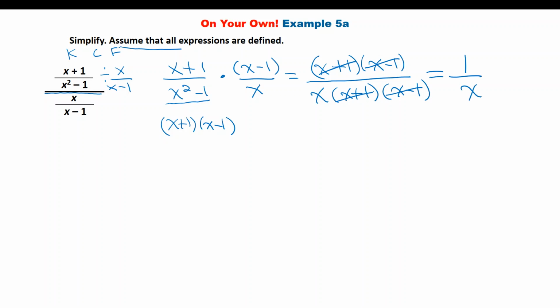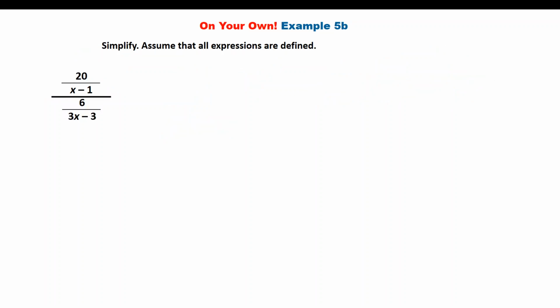All right, and it says that assume that all expressions are defined. So my final answer is just 1 over x. Not too difficult. All right, again, try this one on your own. Turn the video off and then give it a try.